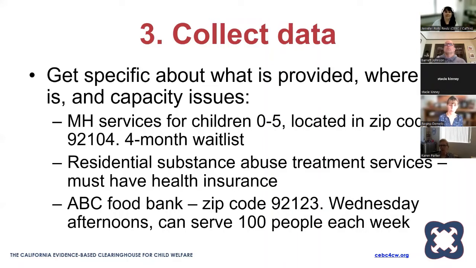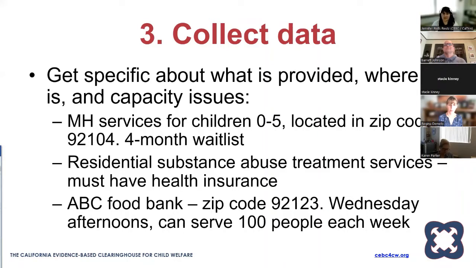You might also have a residential substance use treatment service. So get more specific. It's not just substance use treatment, it's a residential program. This one requires that they have health insurance. A food bank. So that's a great example if you are looking at some of the concrete supports area, that you might have food banks in your area. Where are they? Where do they serve? When are they operating? How many people? And so on.